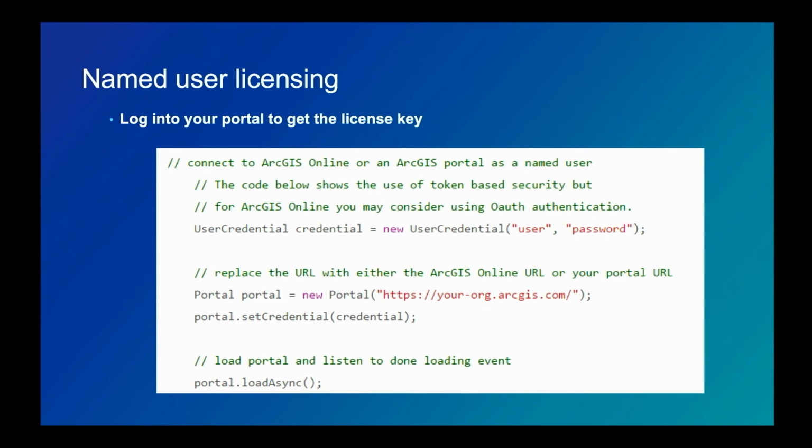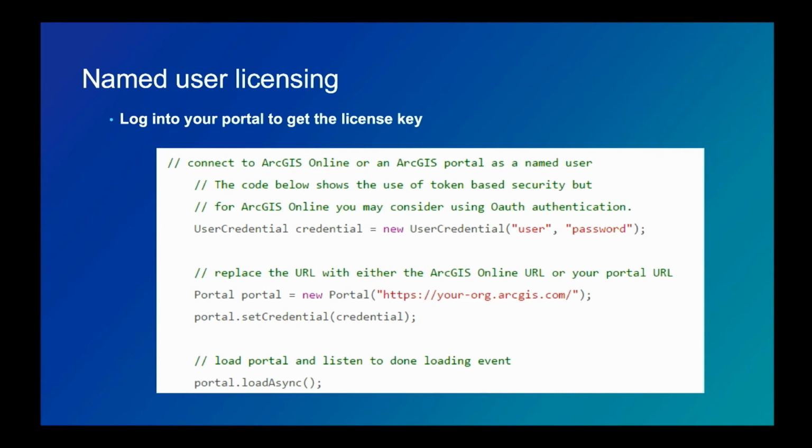Now, the named license method is where you log into ArcGIS Online, for example. I've got some code here which represents extremely bad security practice, but it does demonstrate how to log into a portal very easily. You use the portal class to log into your organization in ArcGIS, and you pass in some credentials. You would not hard code username and password into your application. You'd use something like OAuth, but this is just a nice, easy demonstration. So we pass in the credentials, and we load the portal asynchronously.